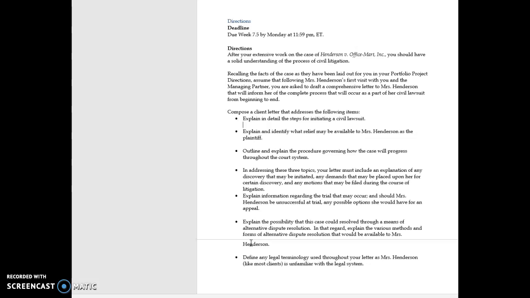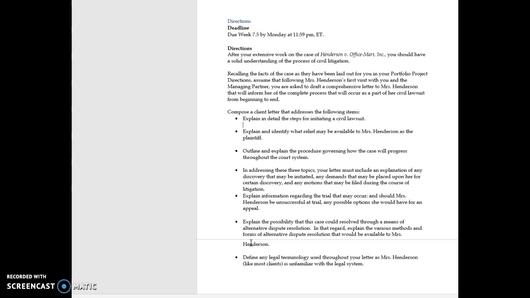Okay, and then the next bullet here talks about alternative dispute resolution, and we worked on that in week 6, so I'd go back to those lecture materials, explain maybe it doesn't make sense to go to trial, explain reasons why it might make more sense to try to resolve this outside of court, and explain those different options. We specifically addressed arbitration and mediation, so I would expect a couple of paragraphs explaining those alternatives.